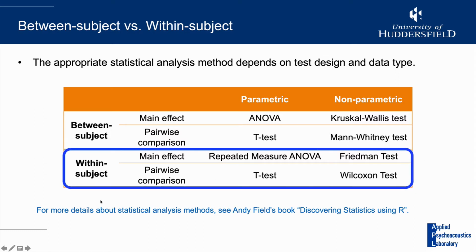Now, if your design is within subject, then we need to use different types of methods. Instead of using ANOVA, we need to use repeated measure ANOVA for the main effect and t-test for pairwise comparisons. If the data were not normally distributed, then we should go with non-parametric analysis methods such as Friedman test and Wilcoxon test. If you'd like to see more details about statistical analysis methods, I recommend Andy Field's book called Discovering Statistics Using R. And also there is a version for SPSS software as well.